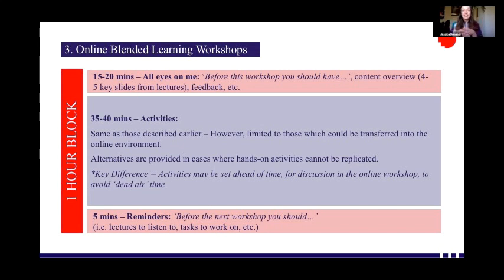So when they had their 35 or 40 minutes of activities, we were doing things. And then at the end, before the next workshop, you should. So those journal articles or podcasts or case studies or activities that didn't require the hands-on gamified learning, for example, some of that worked really well here where students were in that online space.